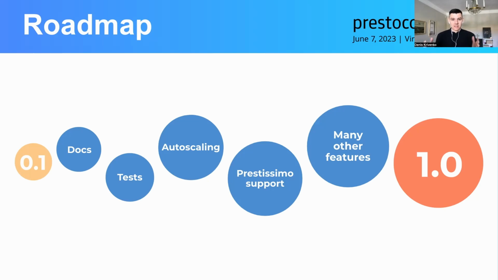Prestissimo support, yes. Why not to enable the chart to be used with high performance native workers? And of course, there is a room for many other features and improvements. Maybe your improvements. Feel free to create bug fix issue, feature request, or PR in the chart repo to make 1.0 release closer.